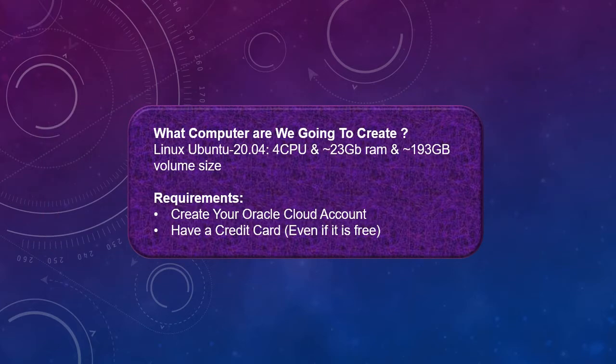So what computer are we going to create? As I told you before, it will be a Linux distribution Ubuntu 20.04, 4 CPUs, 23 gigabytes of RAM and 193 gigabytes of volume size. There are some requirements: you need to create an Oracle Cloud account. When you create that account, you will be prompted to provide your credit card details. It will be free, but they need the credit card details just to confirm that it's a real credit card. So you need to put your real details, address, and credit card number.